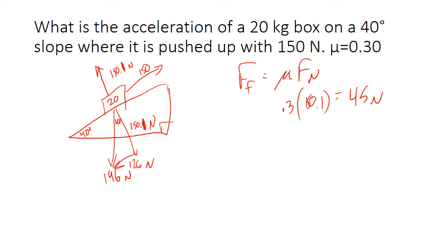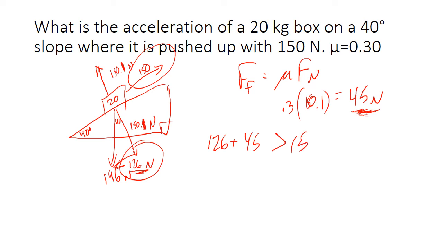Alright, now which way is it going? That's what you're wondering, right? Well, let's think about it here. It's being pushed down with 126, up with 150. Right? So far, so good. But Mr. Keeney, the friction's going to make this one more, because 126 plus 45 is going to be more than 150.